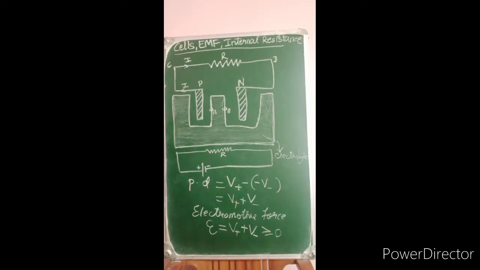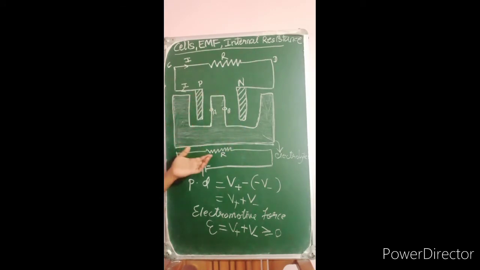It is a device used to maintain steady current in an electric circuit. It consists of two electrodes. One is positive, another one is negative, and they are dipped in the electrolytic solution. The positive electrode has the potential difference V plus between itself and the electrolytic solution. The negative electrode has the potential difference of V minus between itself and the electrolytic solution.